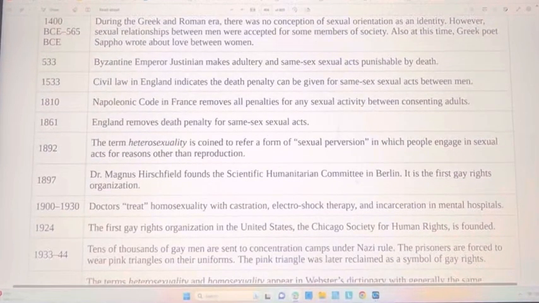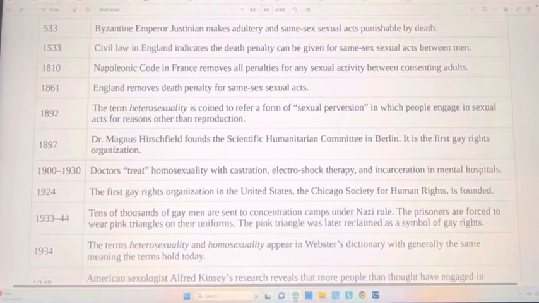533, so this is going to be 533 AD. Byzantine Emperor Justinian makes adultery and same-sexual acts punishable by death. 1533, civil law in England indicates the death penalty can be given for same-sex sexual acts between men. 1810, Napoleonic Code in France removes all penalties for any sexual activity between consenting adults. 1861, England removes death penalty for same-sex sexual acts.